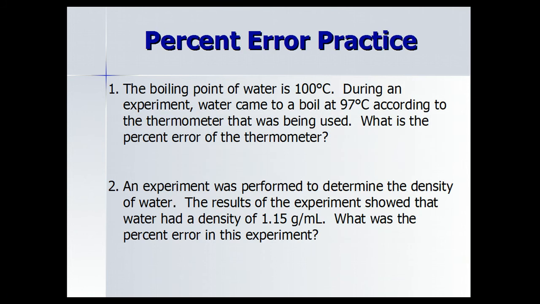So let's practice this. The boiling point of water is 100 degrees Celsius. During an experiment, water came to boil at 97 degrees Celsius, according to the thermometer that was being used. What is the percent error of the thermometer? Okay, so I'm going to take the absolute value of what I got, 97, minus 100, which was what I was supposed to get. It's going to be divided by 100, which is what I was supposed to get, and times 100.